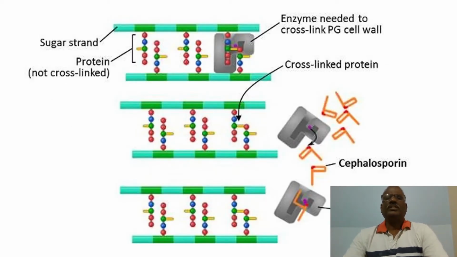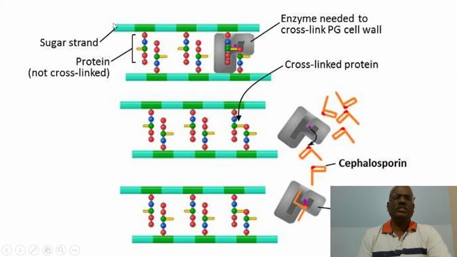Now this is the structure of the cell wall. There is a sugar strand and this is the protein which is not cross-linked. And these are the enzymes needed for the cross-linking, which is nothing but peptidoglycan synthase. Right now, these are the cross-linked proteins. Administration of the cephalosporin can combine with the enzyme needed for the cross-linking, that is, peptidoglycan synthase.